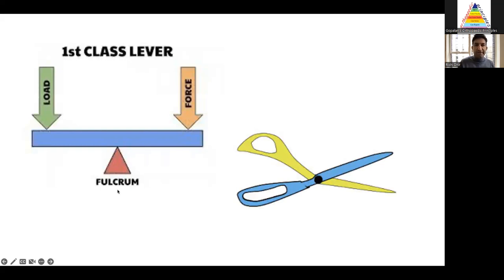So let's start with a first-class lever. This is very easy. This is where the fulcrum is in the middle of the load and the force. So a use outside the body is in scissors. You've got the fulcrum in the middle, and you've got the force being applied at one end, and you've got the load which you're resisting at the other end, okay? An example in the human body, for example, might be the hip joint free body diagram or the atlantoaxial joint.